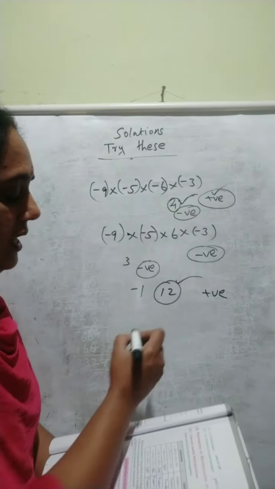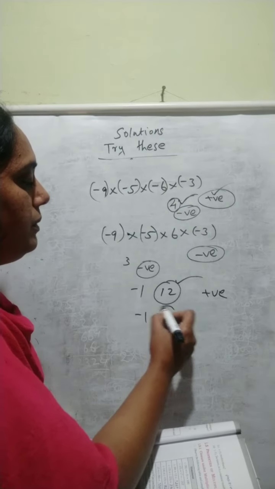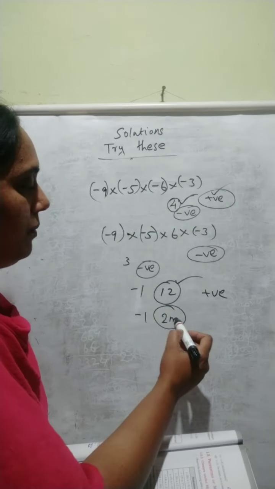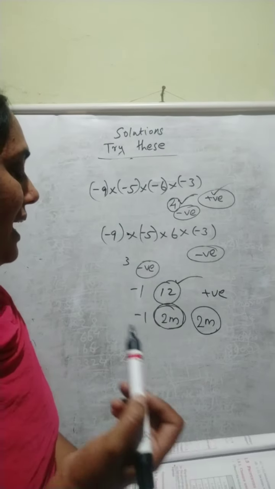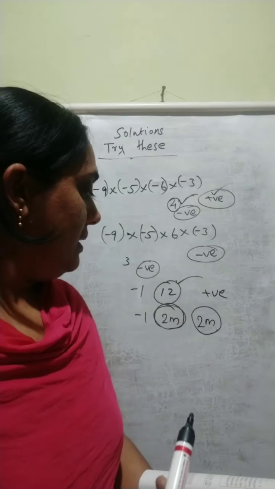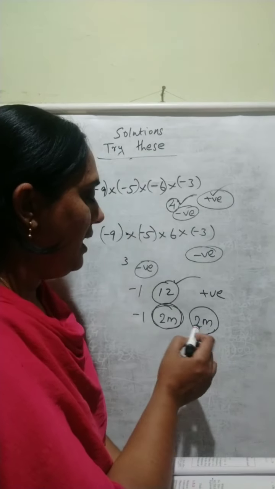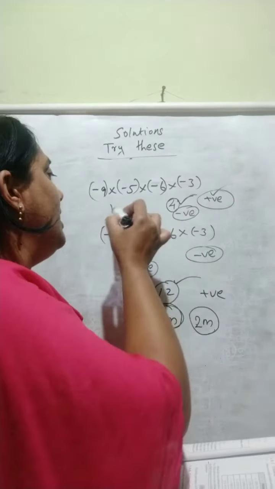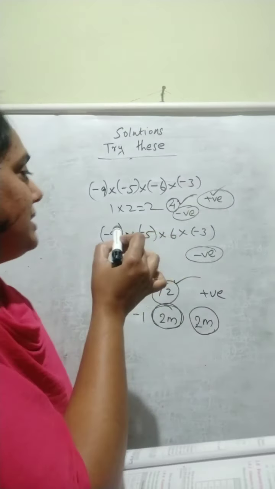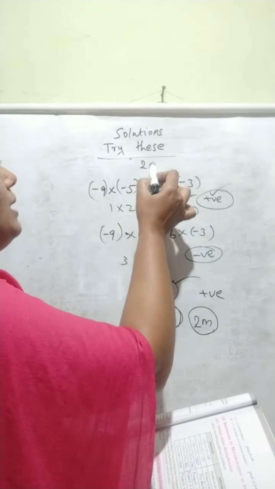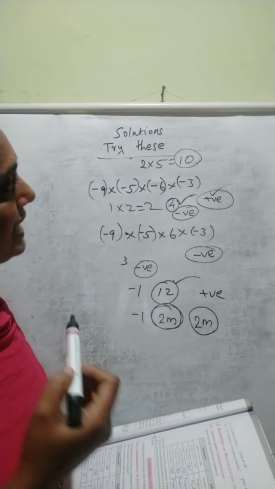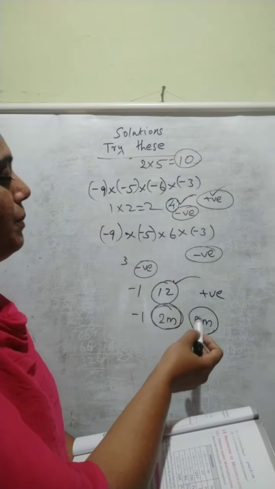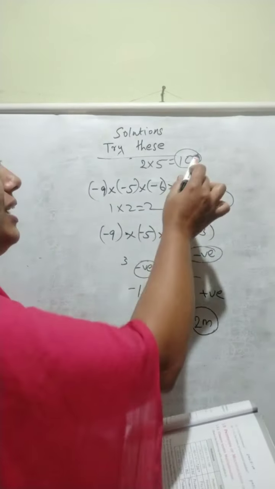Next question. Negative 1, 2m times. 2m. This is an algebraic expression. When we are multiplying a number by 2, we can say that the answer is an even number. When we multiply any number by 2, 1 times 2, the answer is 2 itself. 2 is an even number. Then 2 times 5, the answer is 10. 10 is an even number. So we can say that when a number is multiplied by 2, the answer will be an even number.